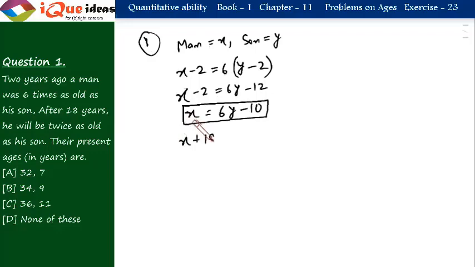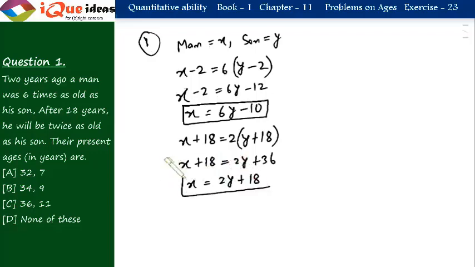After 18 years, the father's age would be x plus 18 and the son's age would be y plus 18, and it says he will be twice as old as his son. So x plus 18 is equal to 2 times y plus 18. From here we get x plus 18 is equal to 2y plus 36. So x is equal to, 18 goes to the other side and gets subtracted, so it is 2y plus 18. So we have two equations, x equal to 6y minus 10 and x equal to 2y plus 18.